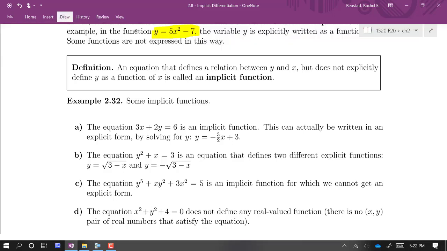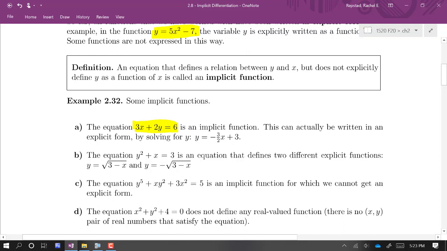Here we start with the equation 3x plus 2y equals 6. That's implicit because it's not set up to write y as a function of x. Now, as it turns out, we could write y as a function of x, and if we do that, it looks like y equals minus 3/2 x plus 3. This equation, y squared plus x equals 3, that's implicit. It's not set up to have y written as a function of x. In fact, we can't really define y as a function of x properly, because when we try to solve for y, we get two different functions, right? Two possible different outputs.